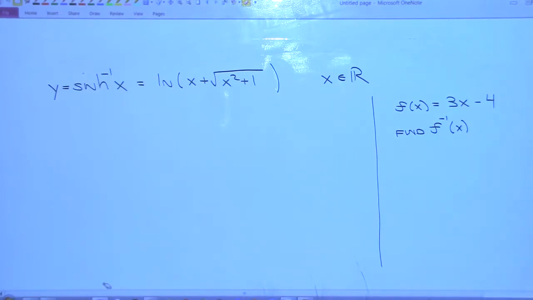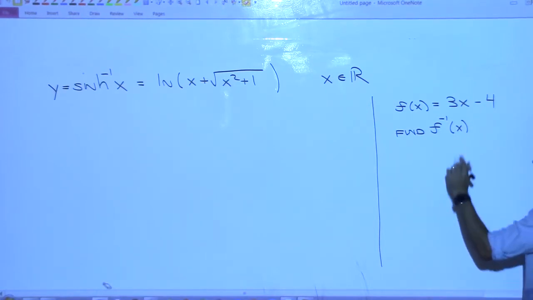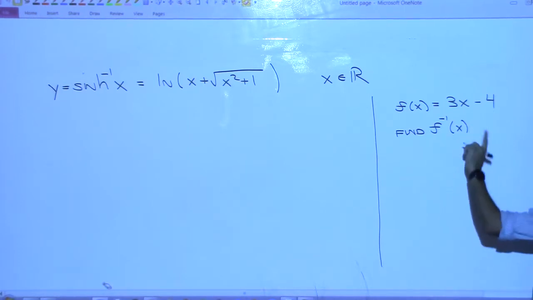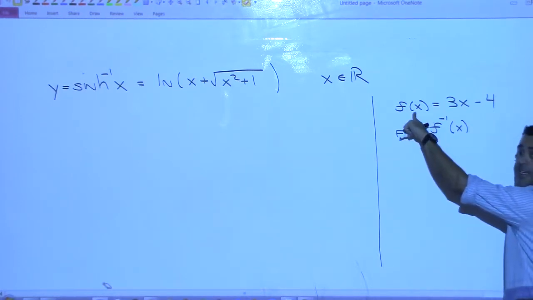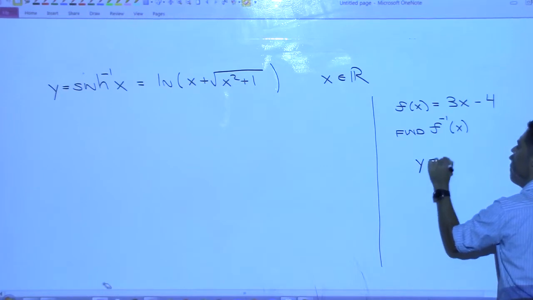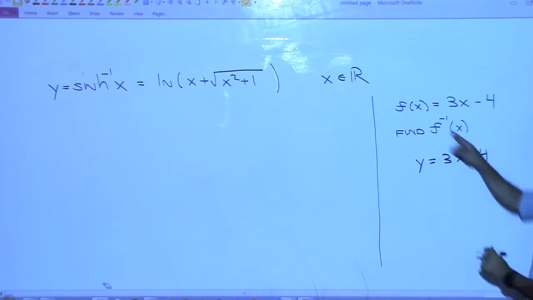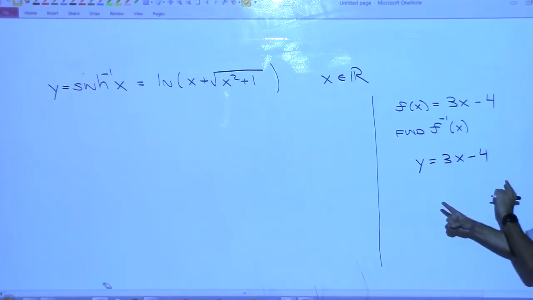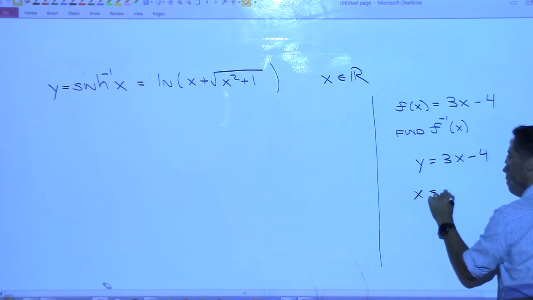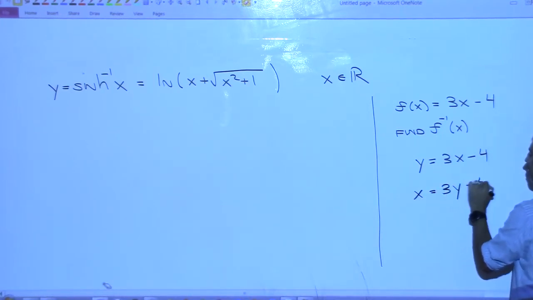So do you all remember? I'm going to start doing it unless someone has a... Yes? Yeah, okay, you flip the x and the y, but there's no y yet. So the first step would be replace f of x with y. Okay, so you replace f of x with y, and then you switch them. You make the y the x, and you make the x the y.